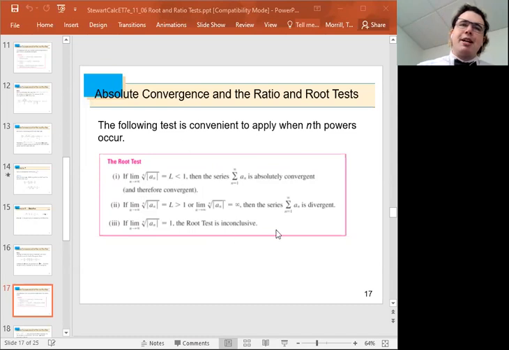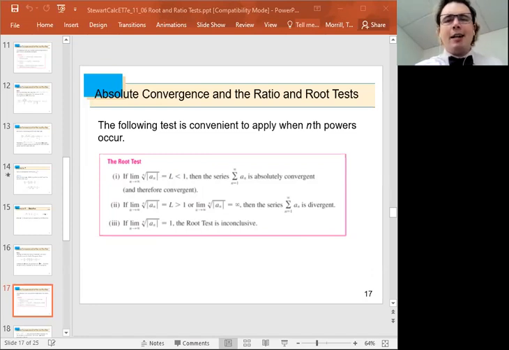And the results of this test are similar to the results of the ratio test. So if this limit is a number less than 1, then the original series is absolutely convergent. If the limit is greater than 1 or infinity, the series diverges. And if the limit is equal to 1, the root test says nothing, not enough information.